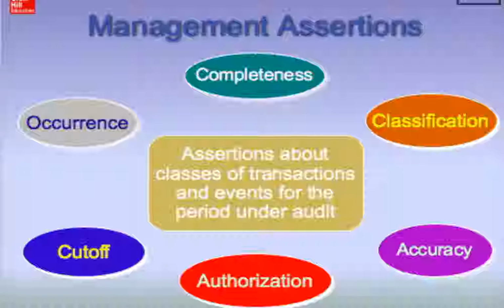So there are 6 categories of assertions about classes of transactions and events for a period under audit. They are occurrence, completeness, classification, accuracy, authorization, and cutoff. This type of formatting of a slide should look fairly familiar to you in that I've highlighted in the past that these are the types of things that the CPA exam really likes to test.